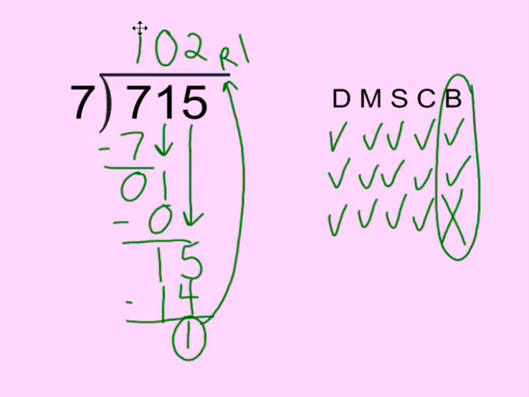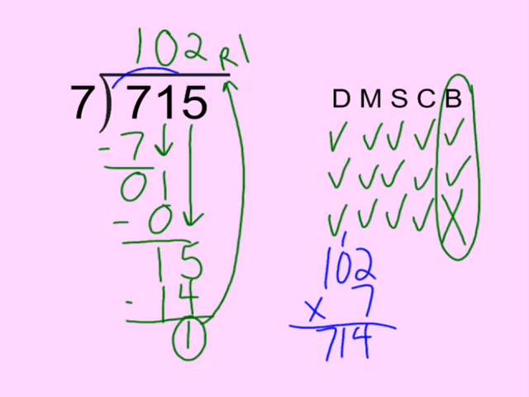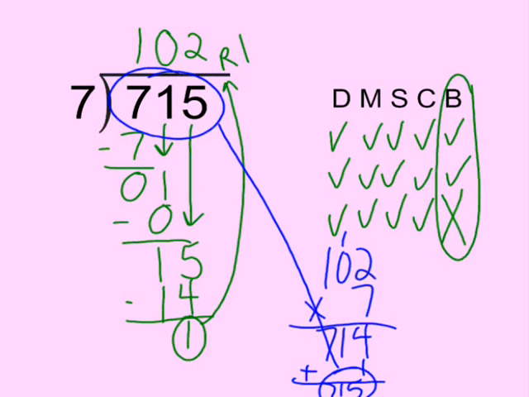Let's check our answer. We need to multiply the quotient times the divisor. So 102 times 7. 2 times 7 is 14. 0 times 7 is 0 plus 1 more is 1. 7 times 1 is 7. But remember, it's not 715 yet because I have to add my remainder. So 714 plus 1 is 715. 715, now they match. So that answer is correct.